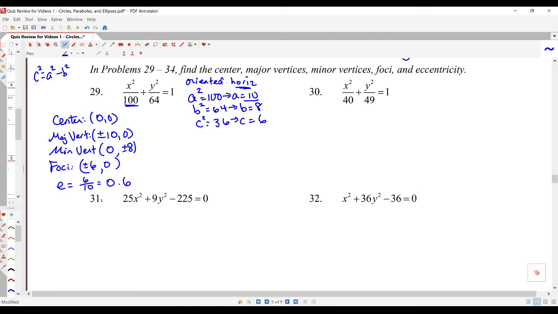The only purpose of the decimal is it allows me to tell how circular or oval, if you will, the ellipse is. The closer to 0, the more circular. The closer to 1, the more oval or elliptical the ellipse is.